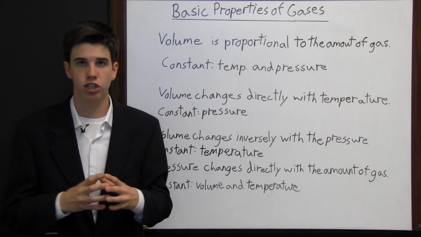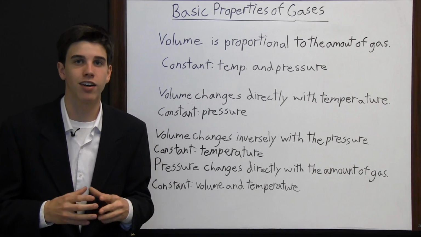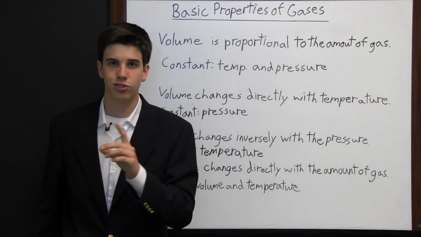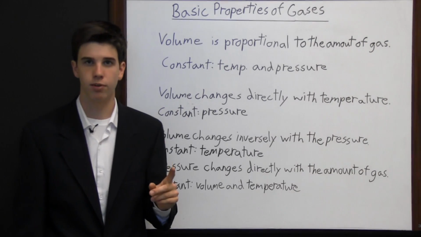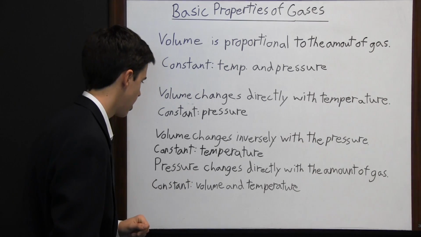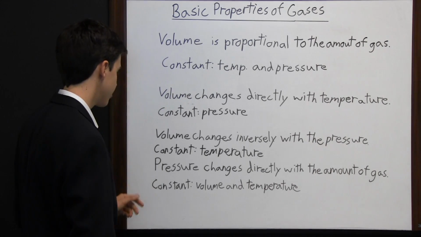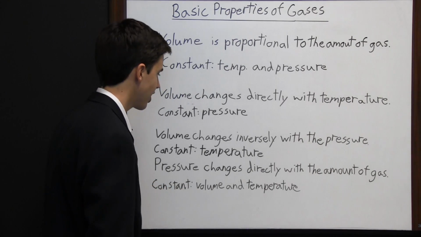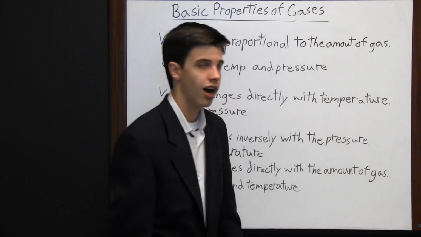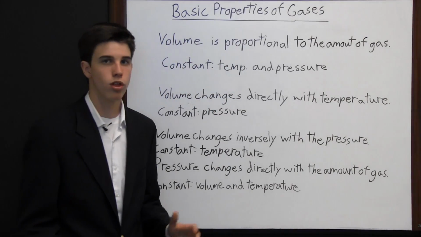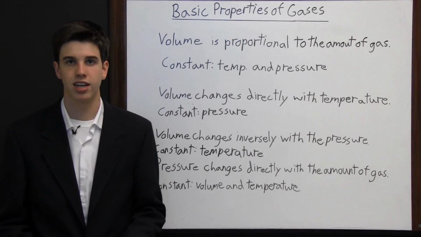So that increases pressure. But if there's less air inside that balloon, then the air molecules are going to hit the sides of the balloon less often, which decreases the pressure. So that's why we say pressure changes directly with the amount of gas. Now, for this to be true, like I said, the volume has to be constant and the temperature also has to be constant. So those are the four basic properties of gases.